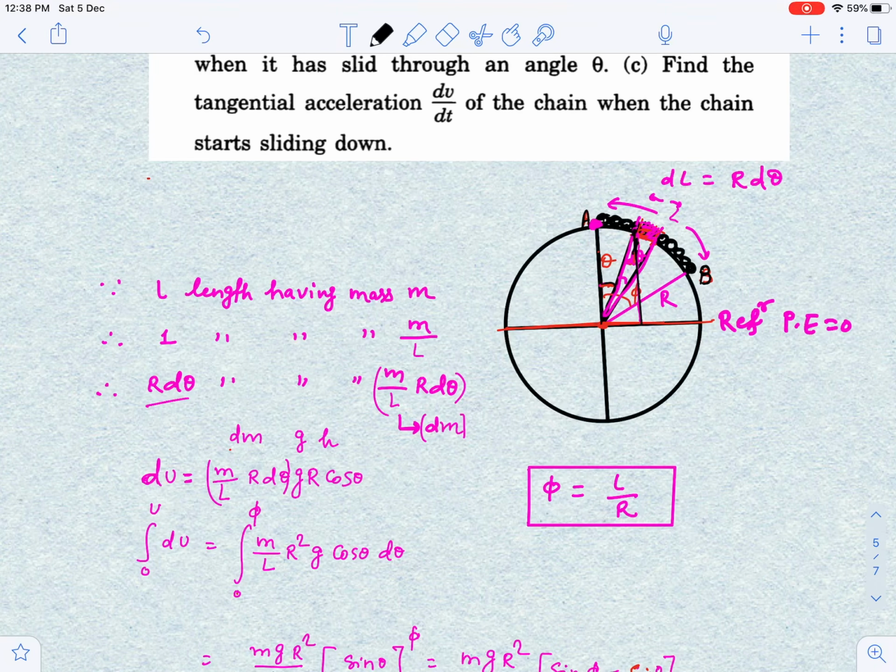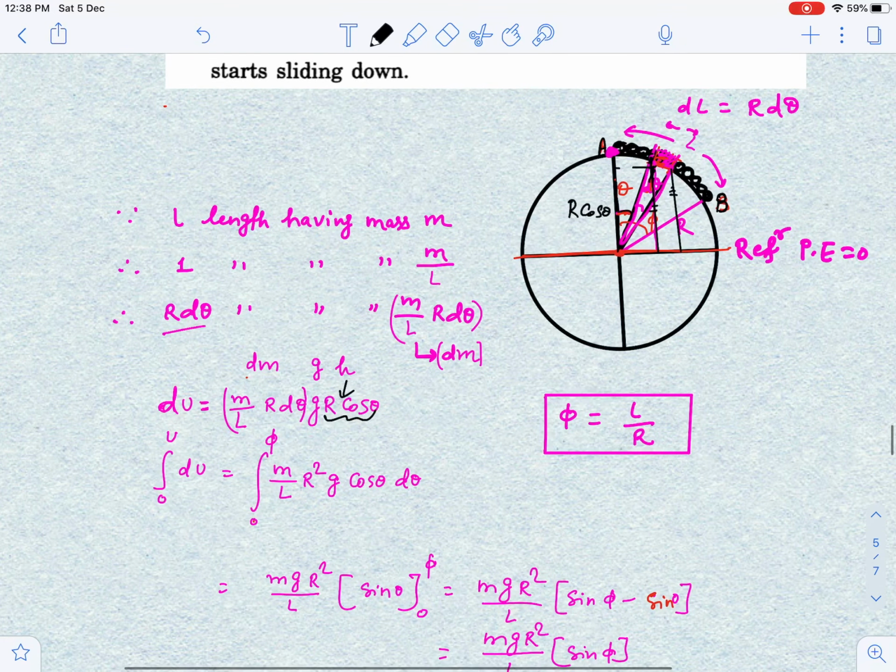See, this is the height from the reference level. Since this length is very small, this height is approximately equal to this height. I can say that this is nothing but r cos theta. So the height from the reference level is r cos theta. So this is h. Now can I say that dU is equal to m by L r d theta g into r cos theta.